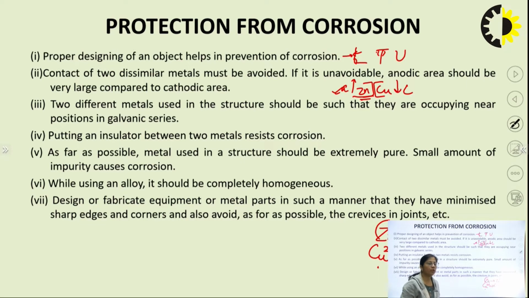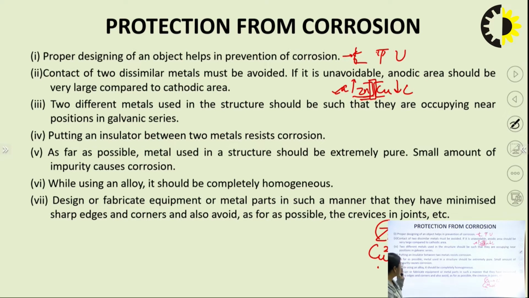Another means by which we can protect a metal from getting corroded is by putting an insulator between the two metals, which resists the corrosion. If these two metals are to be used and they are jointly exposed to the corrosive environment, then it is better to put an insulating material like rubber in between so that their corrosion can be avoided.